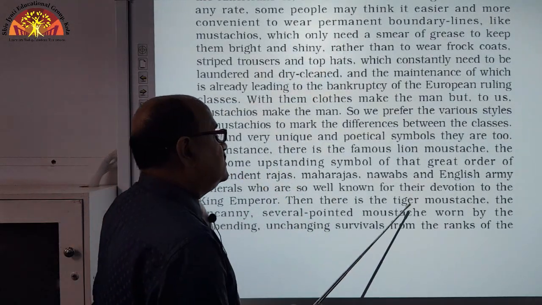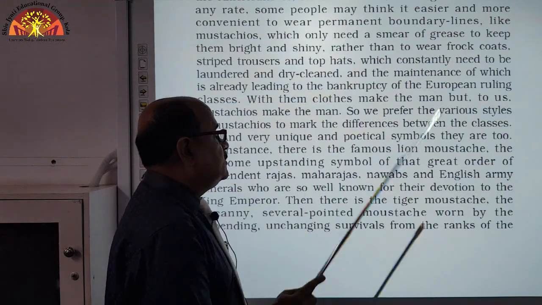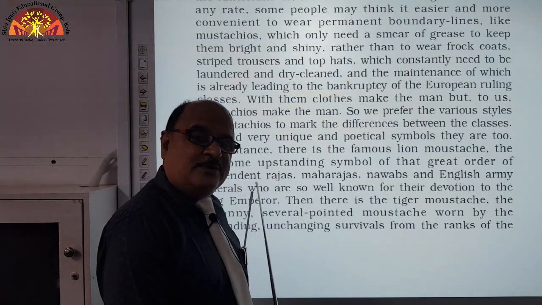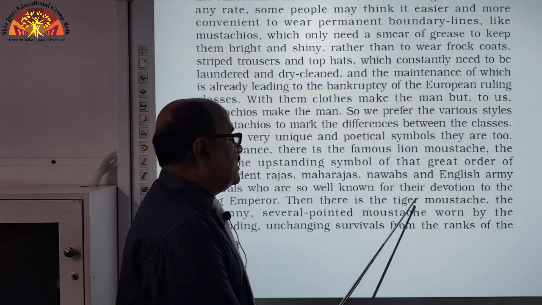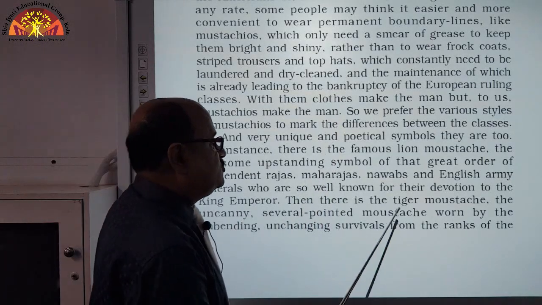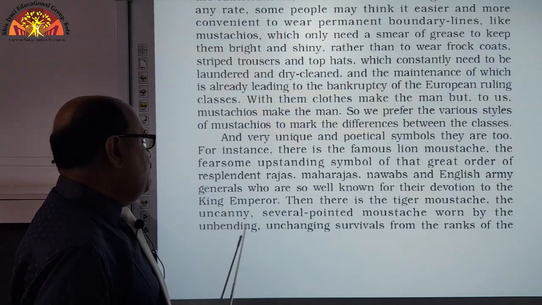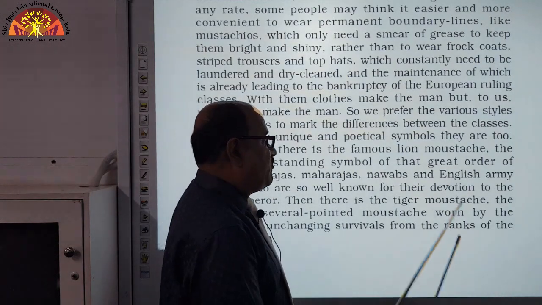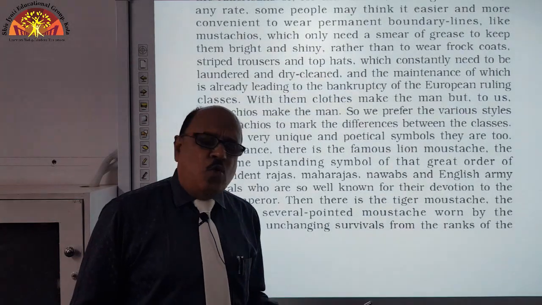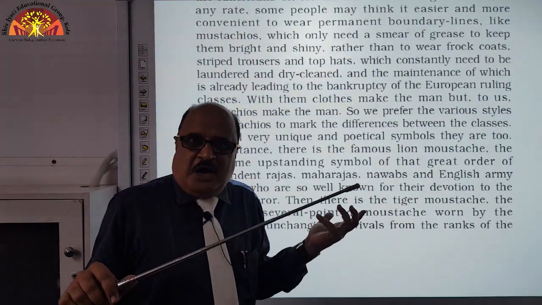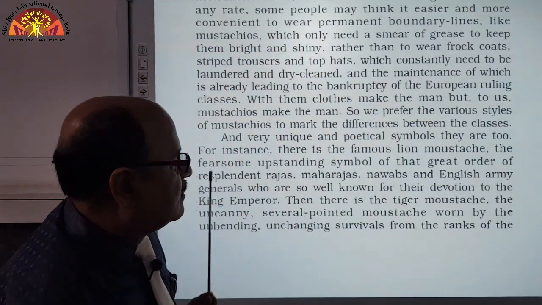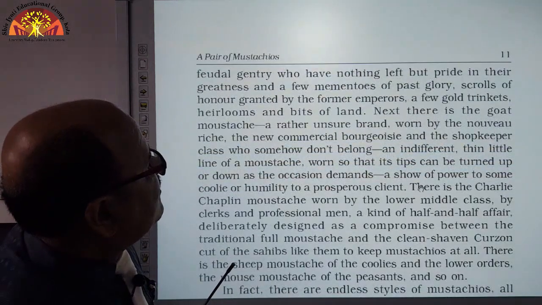So, then there is the tiger mustache. Number two mustache is tiger mustache. First belongs to the royal people. Second is the tiger mustache, the uncanny, strange, several pointed mustache worn by the unbending, unchanging survivals from the ranks of the, means this tiger mustache belongs to the people who are very rigid and adamant and harsh and rude in ruling over people, right? So, these two kinds have been given in the chapter.